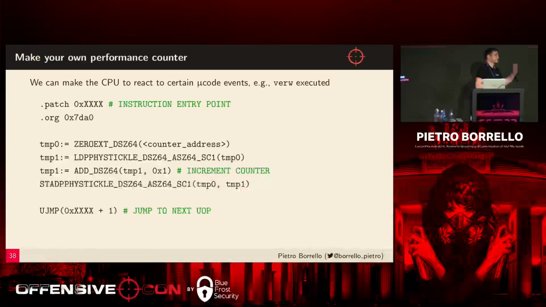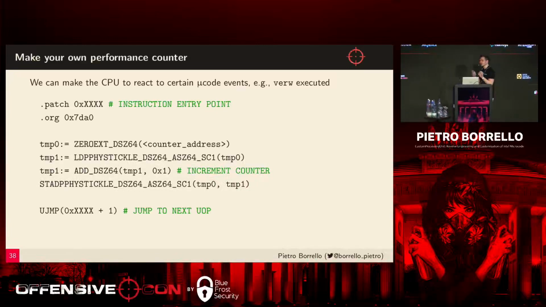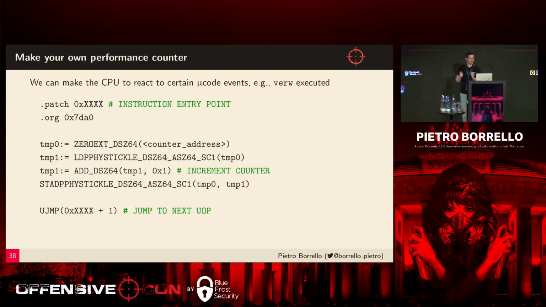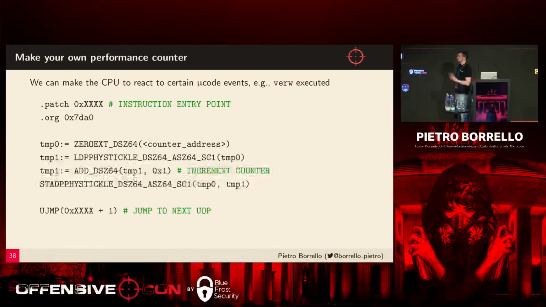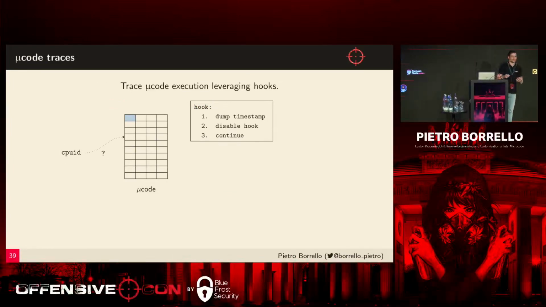And thus you have a performance counter for the event that you want to observe. Okay, but with microcode hooks, we can be a little bit smarter. So what if we install a microcode hook that instead of just doing incremental counters or just doing operations, just dumps the timestamp at which that microcode hook has been executed, and then just resumes the operation?